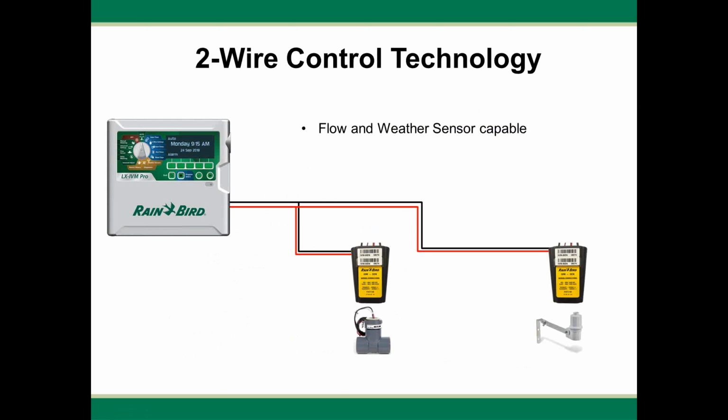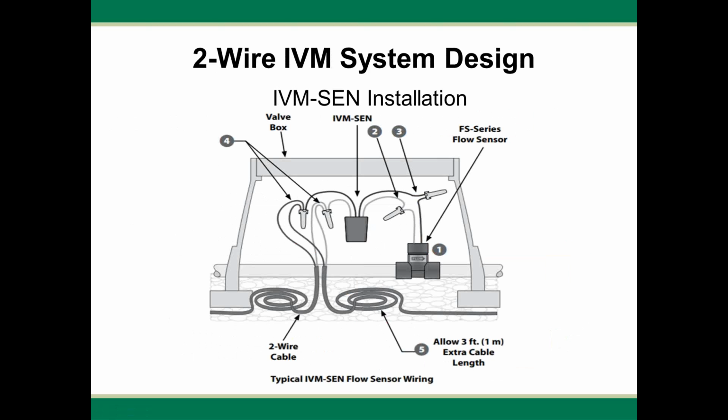A quick little demonstration shows you basically how that's connected off the 2-wire path. And then a quick installation guide shows you that these are installed similar to how we have installed sensor modules and sensor decoders in the past. The 2-wire connection connects to the 2-wire path, and then the output of the IVM SEN does actually connect to the sensor, whether that be a flow sensor or rain sensor.